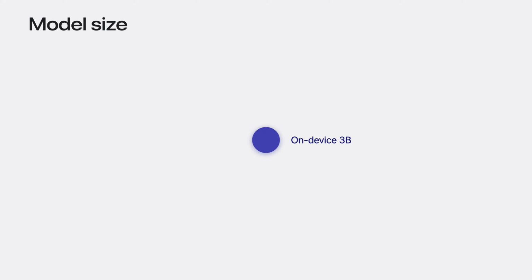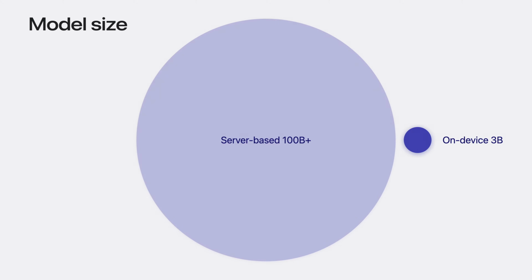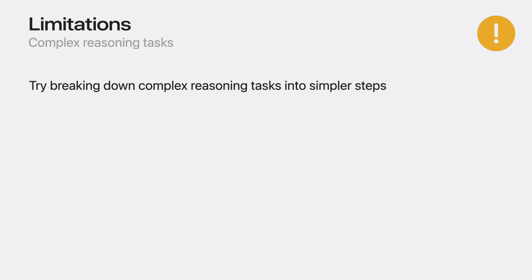Now, 3 billion, by any other measure, is still a huge machine learning model. But to put it into perspective, imagine this circle is a popular LLM you've heard of, like ChatGPT. Currently, LLMs like this are hundreds of billions of parameters in size and run on massive servers. Today, this difference in size means that the on-device LLM won't be able to do everything a big server-based LLM can do. First, tasks that work with a large-scale LLM may not work as is with the smaller model.